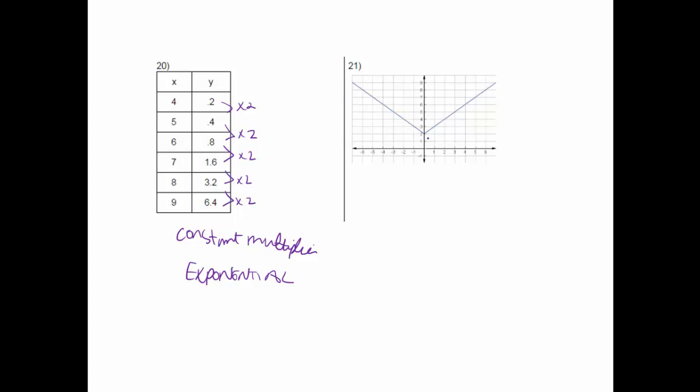Okay, this next one, if we look at it, it is a V. So I'll just say the graph is a V, and if the graph is a V, we know we have absolute value. And that was comparing functions.